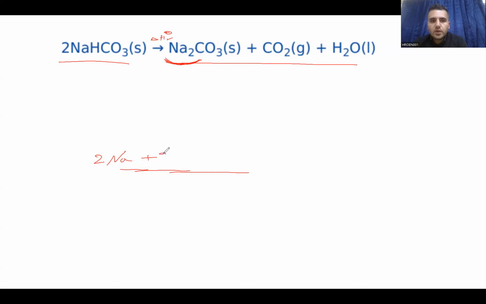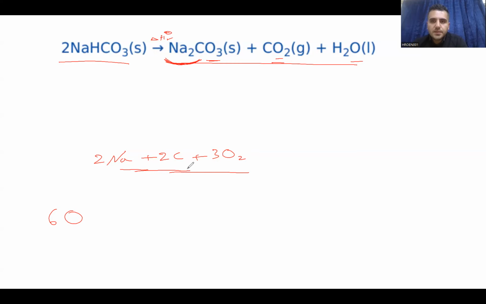carbon, we have 2 carbon atoms, so 2 C. Plus the next element is oxygen. So how many oxygens do we have? 3 here, 2 here, and 1 here. So we have 6 oxygens. But guys, we don't write 6O. Oxygen is a diatomic molecule, so we have to write it as O2. And we have 6 atoms, so we have 3O2.